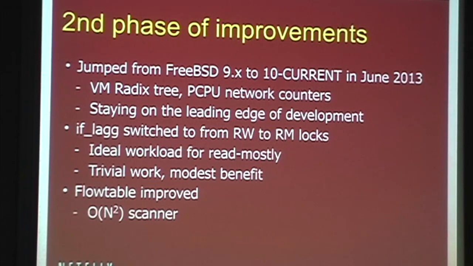One of the big things that we saw was that the lagg driver was having a lot of contention on locks, or I should say not contention on locks, but it was spending a lot of CPU time just going through locks. Because every packet had to acquire a lock, see if the LACP configuration had changed, then drop the lock, then transmit the packet. Same with on the way back up. So we switched the driver from using RW locks to using RM locks. RM locks have a lot better CPU locality to them.